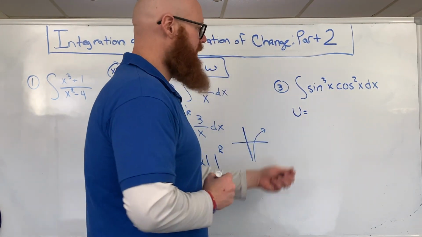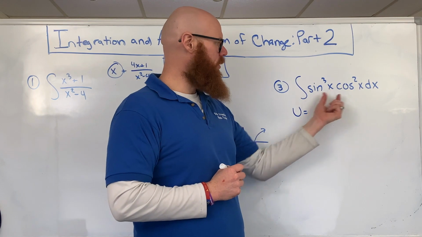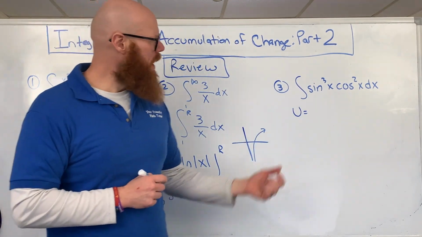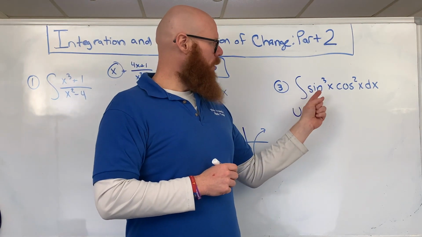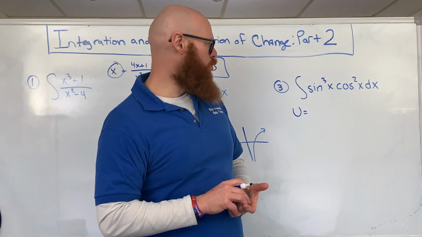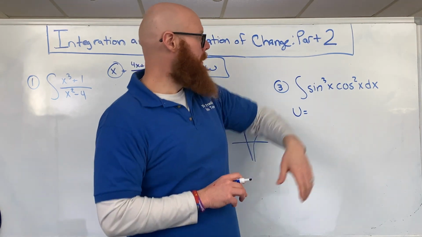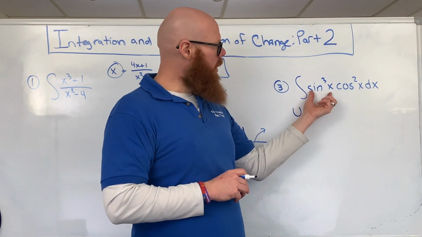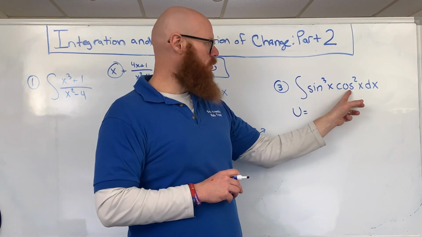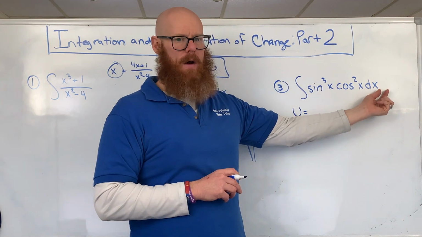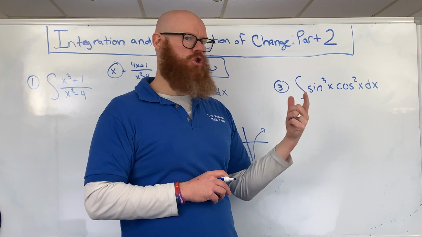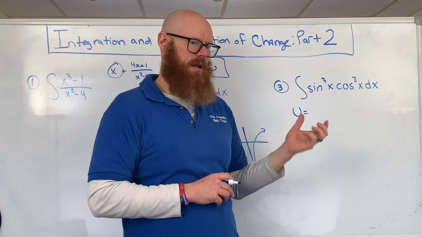The cool thing is that the derivative of sine is cosine, and the derivative of cosine is negative sine. So it looks like we could make u either one of them. But let me tell you my thought process here. If I make u equal to sine, that means my du is going to be cosine. So one of these cosines is going to go away, and the other cosine, I'm not going to be able to do anything with it. I'm just going to have this extra cosine there.